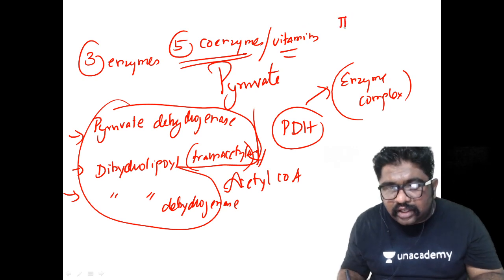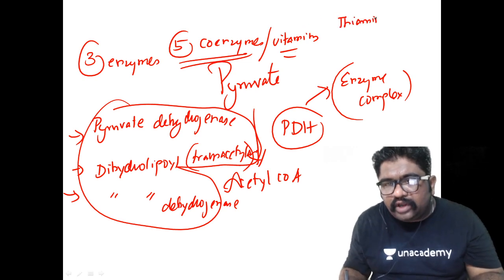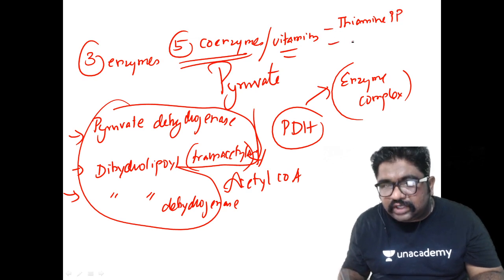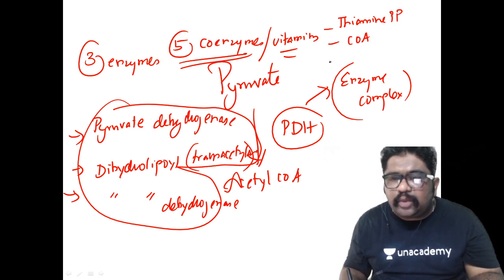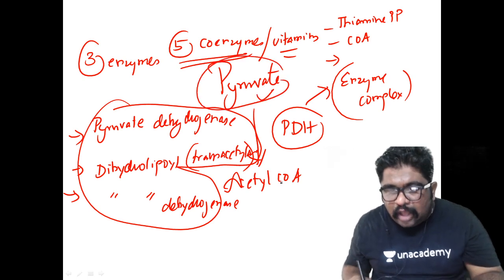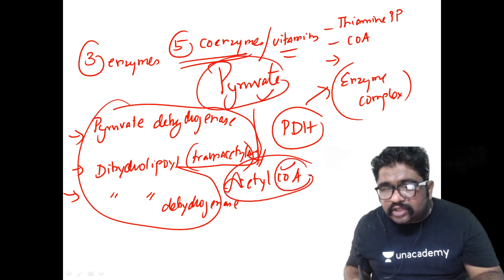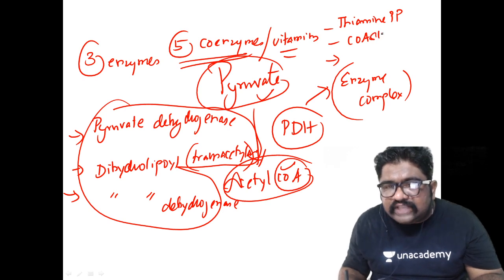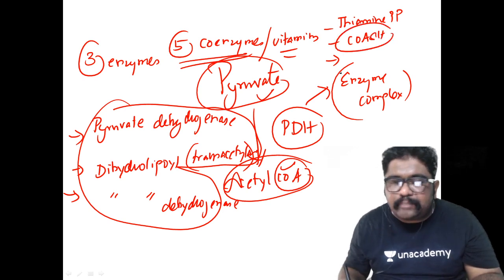I'll write it here. The first vitamin is B1 in the form of thiamine pyrophosphate. The next is coenzyme A, which is pantothenic acid. Because you know, pyruvate is just an acid, but the pyruvate became acetyl-CoA. The CoA is a tail. So coenzyme A-SH is the coenzyme, which is from pantothenic acid.